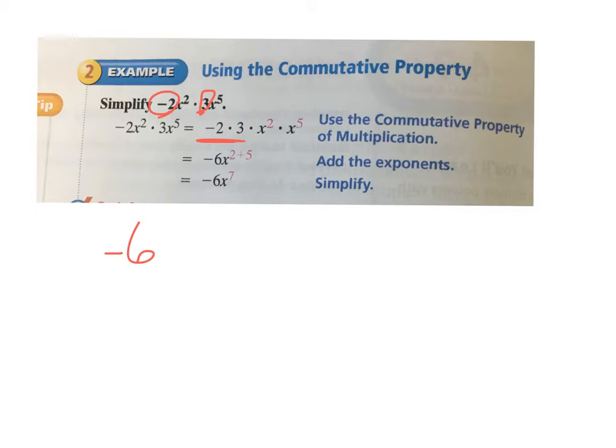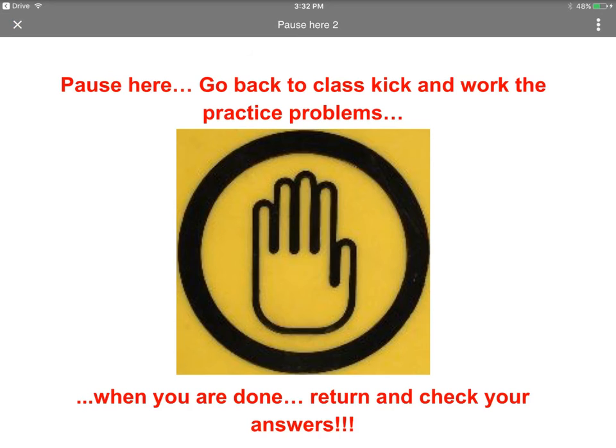The other two here, I'll circle differently, these are the same base. They're both x. So that's x to the 2 plus 5. So it's negative 6, x to the 7th power. So again, to go back one more time, just to make sure here. Multiply the coefficients. Negative 2 times 3 is negative 6. x squared times x to the 5th is x to the 7th. Nothing else you can do. You can't somehow combine something weird.